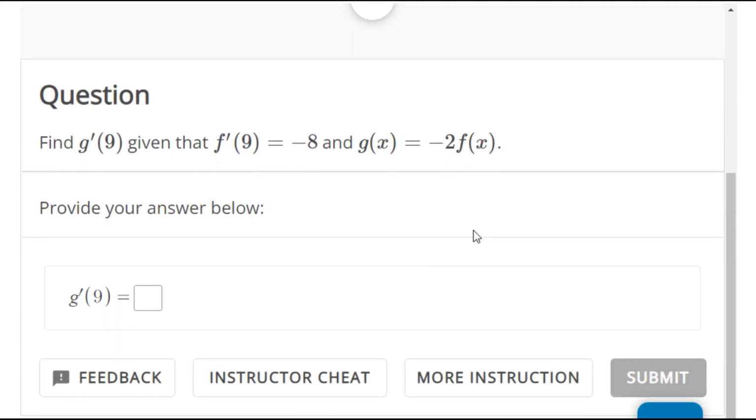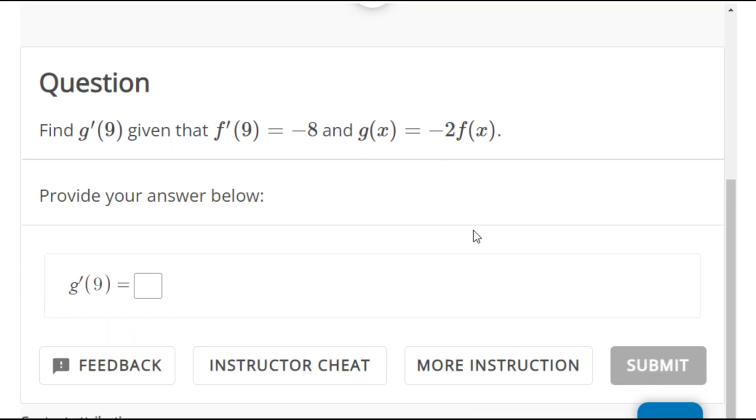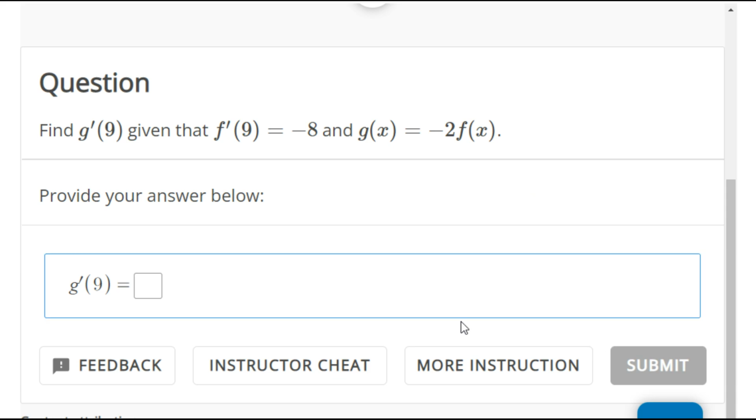That one actually used two rules because you had to use the fact that the derivative of a constant times a function is just the constant times the derivative of that function.